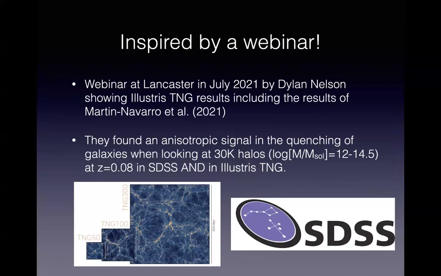2021. They found an anisotropic signal in the quenching of galaxies when they looked at 30,000 halos in quite a broad mass range, from 10^12 to 10^14.5 solar masses. This was at low redshift. The average redshift was 0.08, and it was in SDSS and in IllustrisTNG. So they found this anisotropic quenching signal that I'll show you in both the observations in SDSS and the simulation IllustrisTNG.